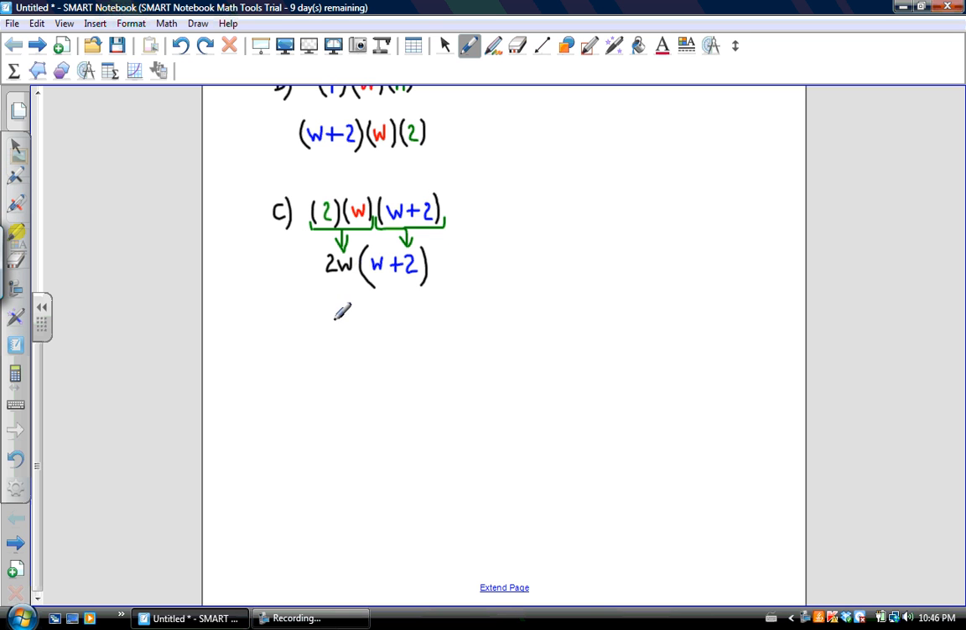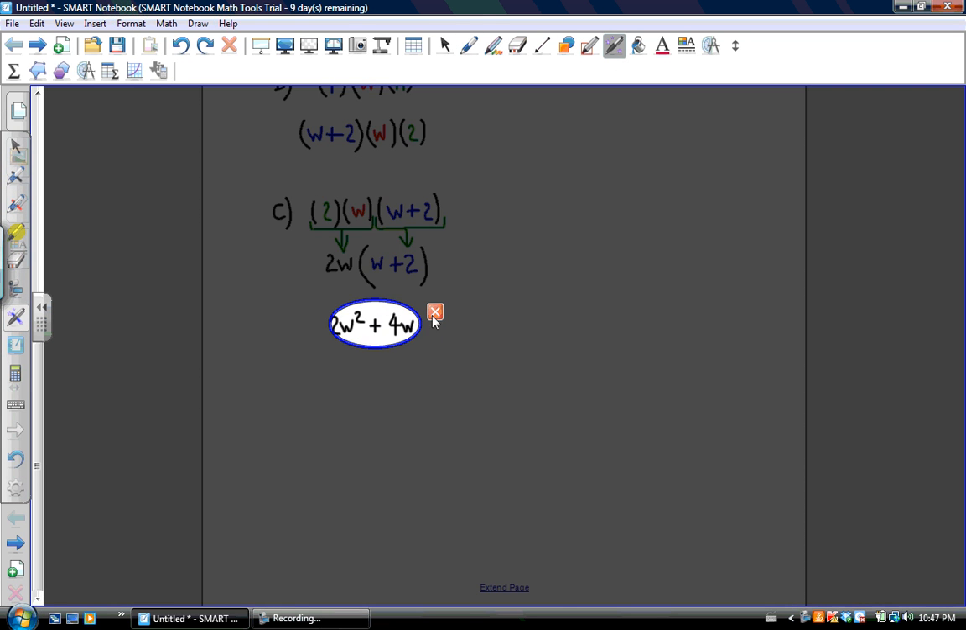So now we can just distribute 2w over into the two terms in the brackets, and no FOIL is required here. We'll just do 2w squared, 2w times w is 2w squared, plus 2w times 2, which is 4w. And that right there is our final answer. That is how we expand and simplify the volume expression.